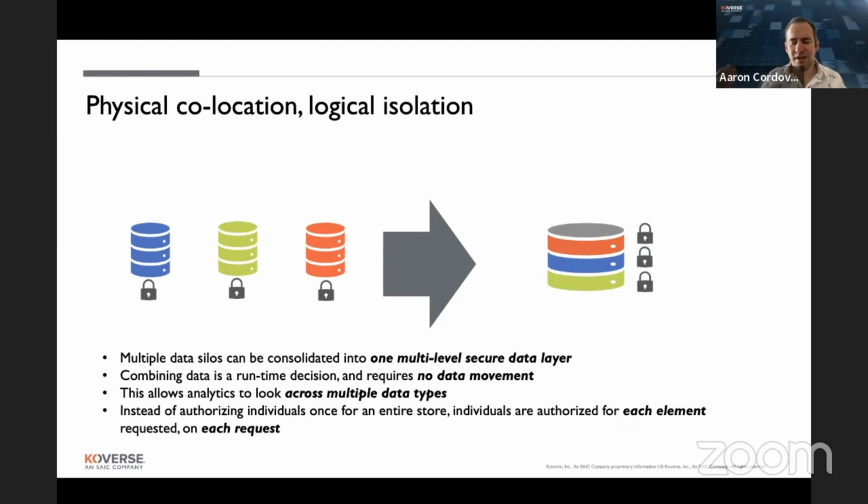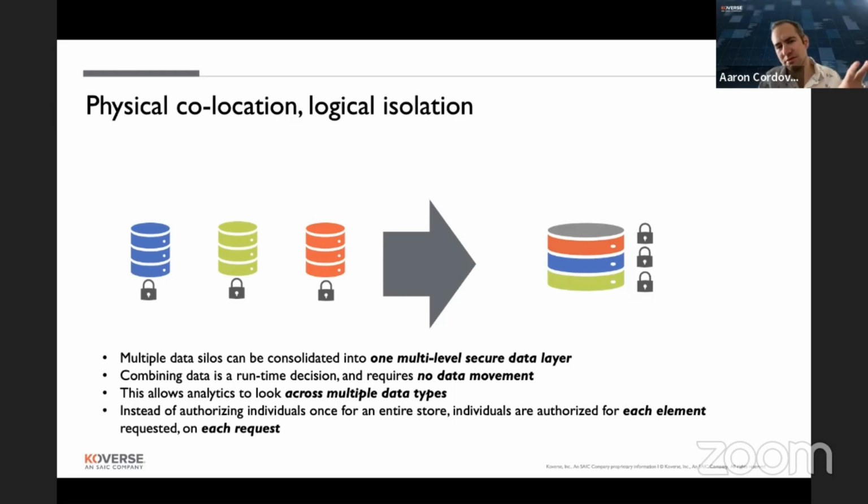And then when it comes to how do I access this, again, we don't want to create new issues by physically co-locating data. We want to maintain or even improve our ability to protect the data so that as users are making access requests, we're authorizing those on a request by request basis. And just because you had access to data yesterday doesn't mean you necessarily have it today. Just because data happens to be managed in the same system doesn't mean you can access all of it.